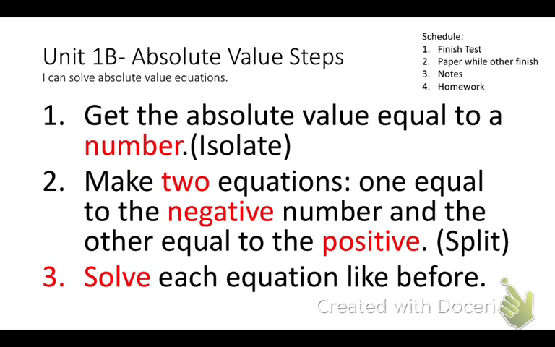So in class, I'm going to show you some really fun things to do with this, but these are the steps. The first step is always to get the absolute value and whatever's inside the absolute value alone. So moving things around, we call that isolating what's inside the absolute value. Then we judge it. If the answer is positive, then we continue with step 2, make two equations. One equals the negative number and the other equals the positive number. That's the split. And then 3, we solve each equation just like we've been solving equations with variables. No new tricks there.